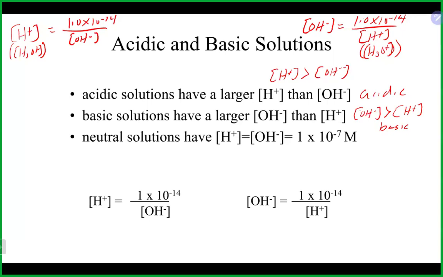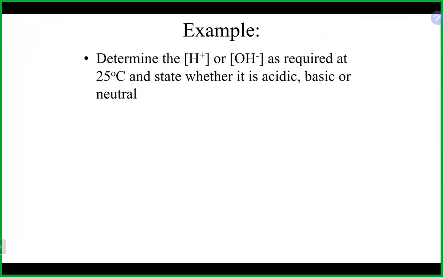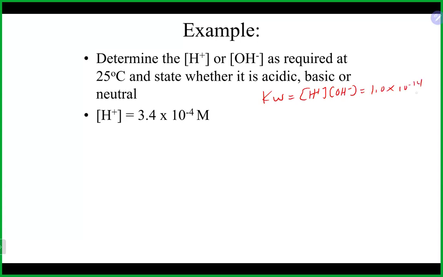All right, so let's take a look at one here and see. We want to determine the H plus concentration or the OH minus concentration, depending on what's given. For an H plus concentration, that is 3.4 times 10 to the minus 4. Why don't you take a moment there, grab your calculator, make sure you can punch it in correctly. Okay, let's take a look. So definitely this is our Kw we want to use, which is our H plus and our OH minus, and that equals 1 times 10 to the minus 14.